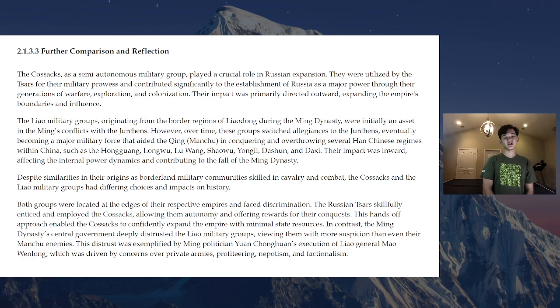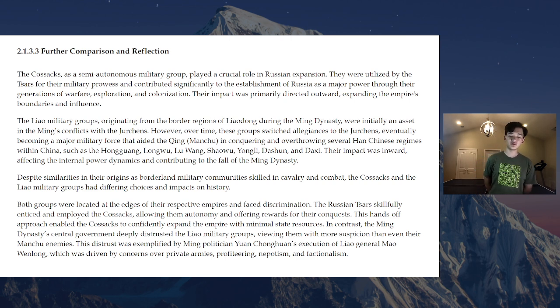Meanwhile, the Liao military groups originated from the border regions of Liaodong during the Ming dynasty, and they were initially an asset in the Ming's conflicts with the Jurchens or the Manchu. Over time, they switched their allegiance to the Jurchens, and then led the aid to the Qing dynasty's rise and overthrowing the Chinese. Their impact was inward, affecting the internal power dynamics and contributing to the fall of the Ming dynasty.